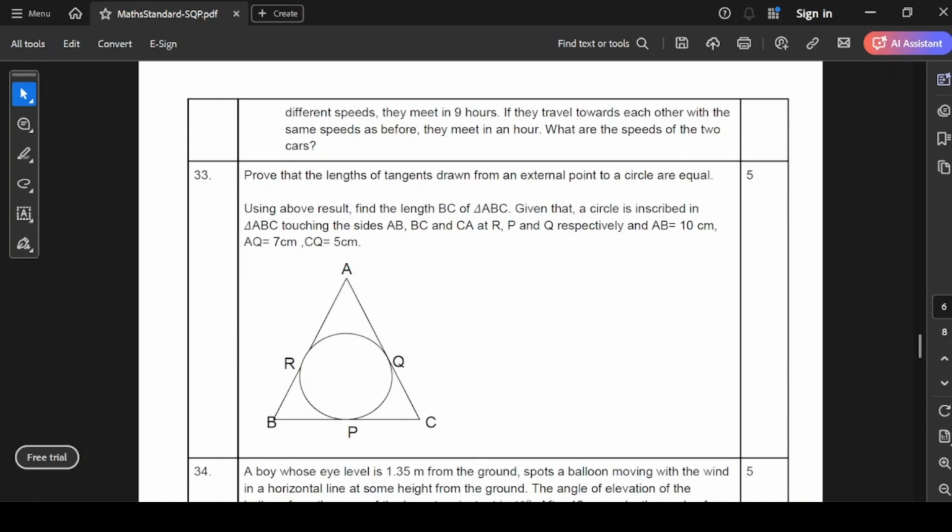Let's start with question number 33 in this video. Prove that the lengths of tangents drawn from an external point to a circle are equal.